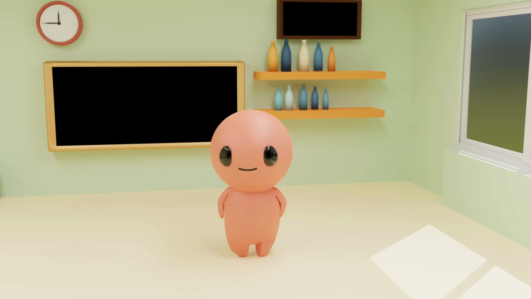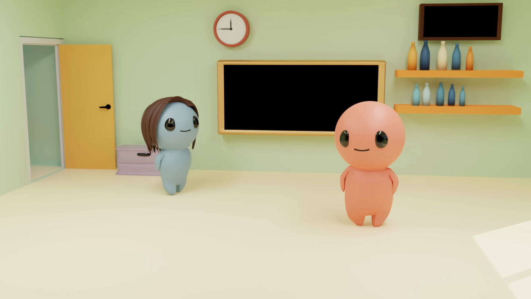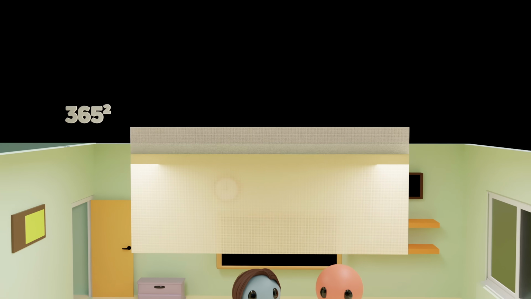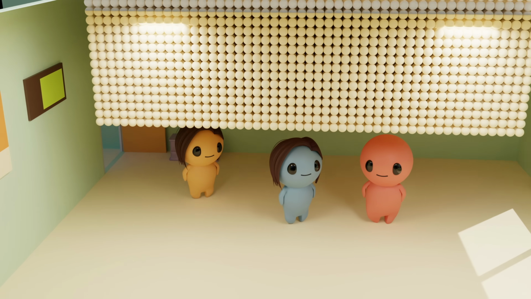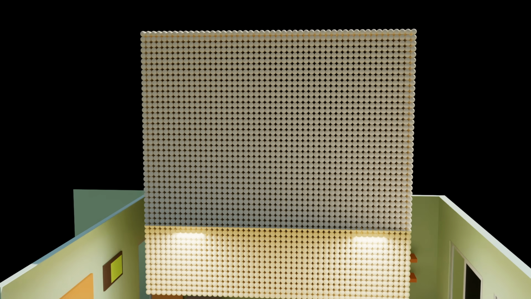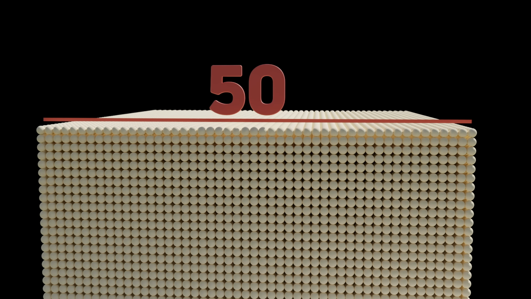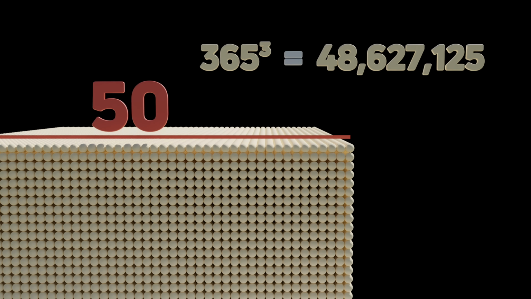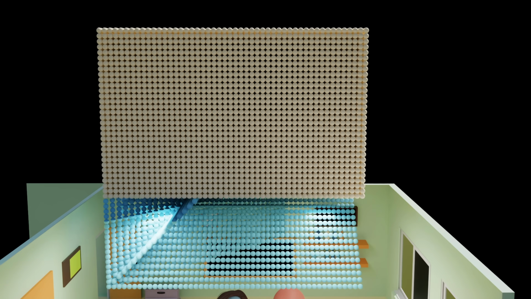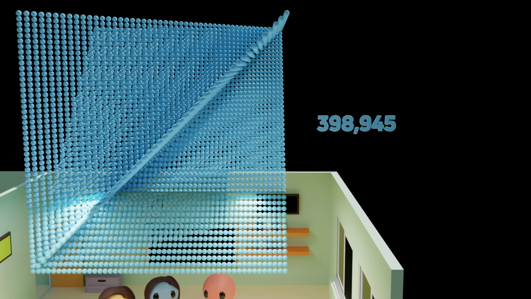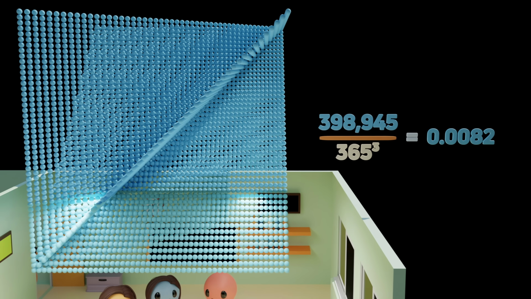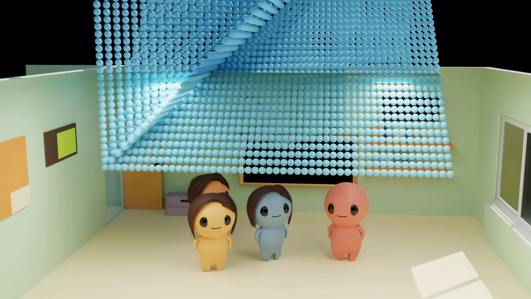Pretend there was a person in a room. Another person enters. There are now 365 squared possible birthday combinations, of which 365 share a birthday. When a third person enters the room, now there are 365 cubed combinations. I'm using 50 dots for the side lengths now, because 365 cubed is 48 million dots, but the pattern is the same. Now there are about 399,000 combinations that share a birthday. We divide, we get 8.2%. We could continue this with the fourth person, but it's very tedious.